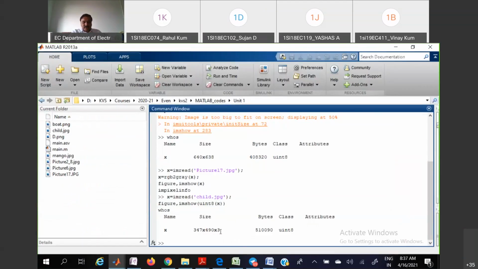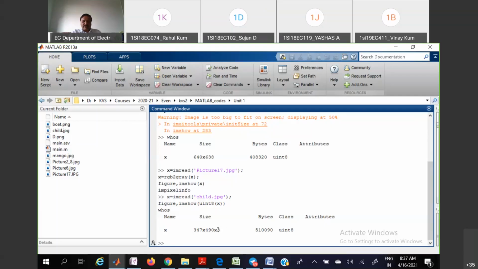This into 3 indicates that it is a color image. That means you are representing 347 cross 490 in 3 matrices: one matrix for red, one for green, and one for blue. I think those of you who have started the on-ramp course on image processing, probably the second section is to understand this concept of RGB. So 347 into 490 into 3 is the size.